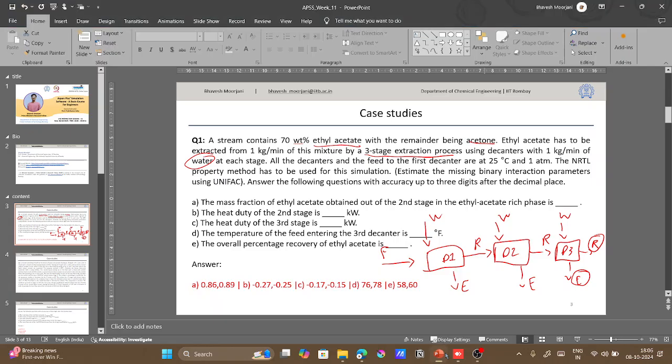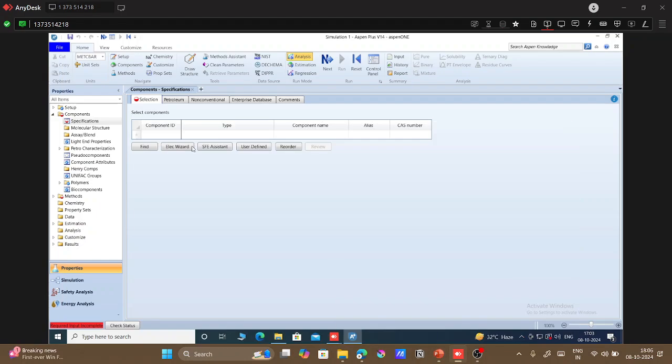We have a mixture of ethyl acetate, acetone and water as a solvent. So first we will add all the components.